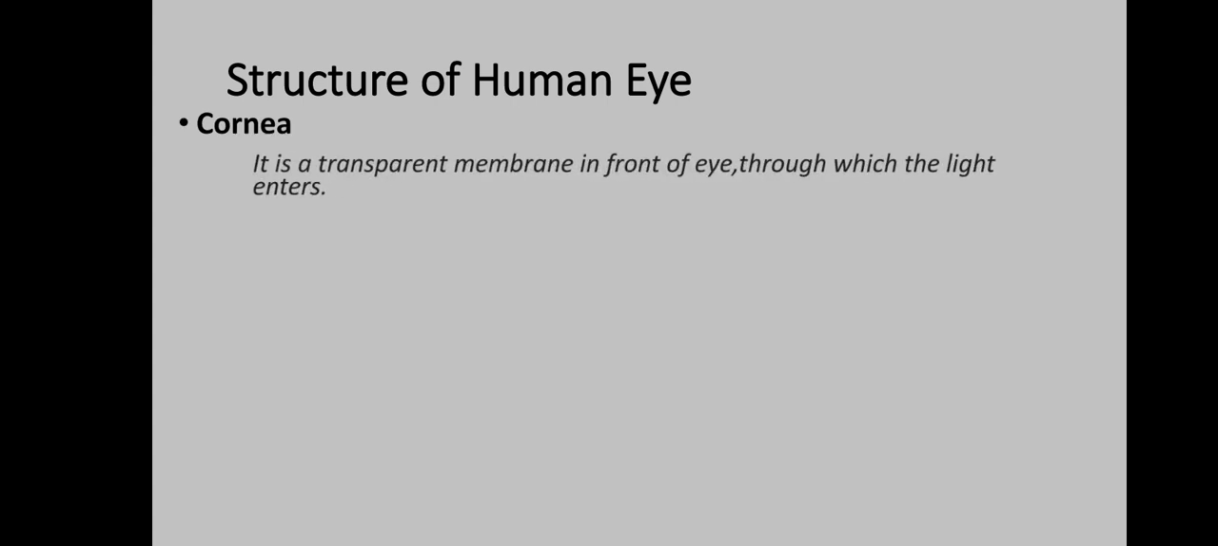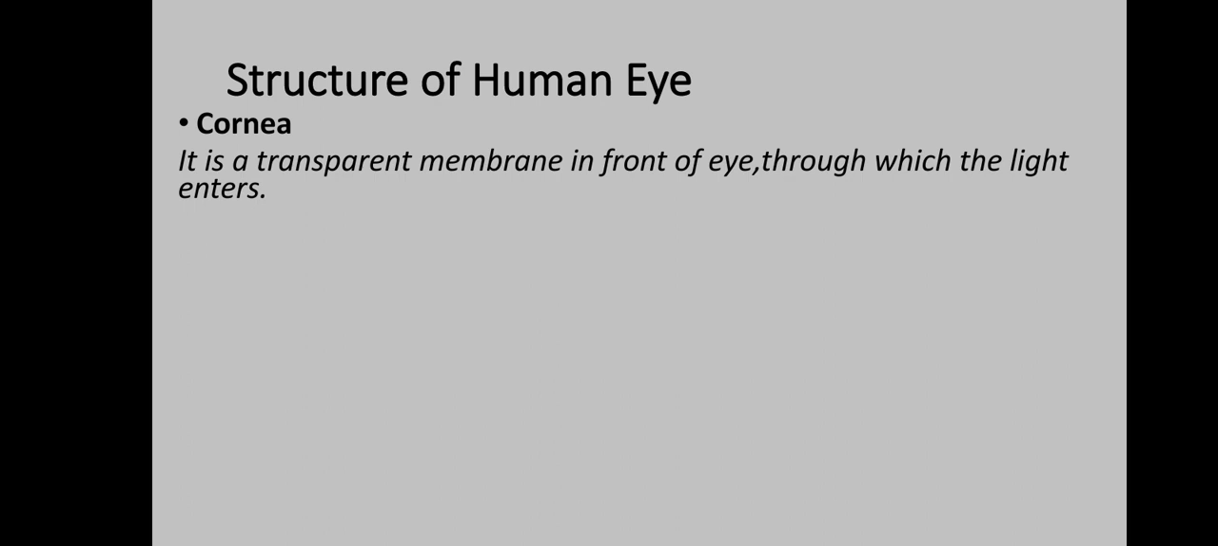Let's start with the structure of the human eye. The human eye has so many parts, but we have to discuss some of the parts to discuss the ray diagram, that is, how the lens present in the eye forms the image on the retina. So let's start with the cornea. It is a transparent membrane in front of the eye through which the light enters the eye.